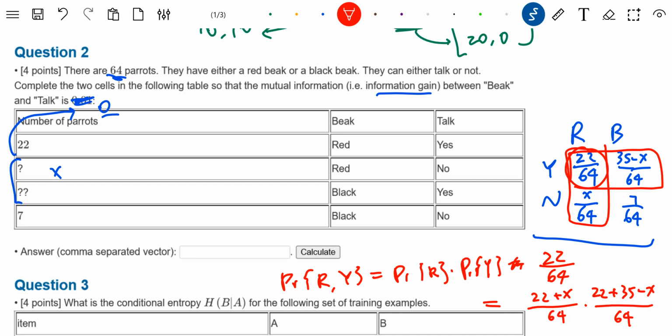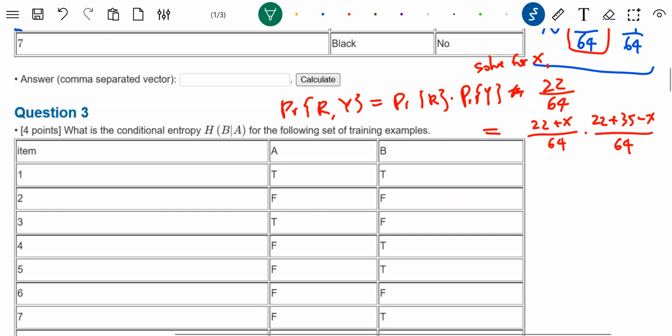You can just solve for X. Again, there is that non-integer problem, so the question again is not great. When you solve this, you may not get an integer. But in theory, if I made the numbers so well that it is actually exactly 0, then this should work out. Okay, so that's question 2.